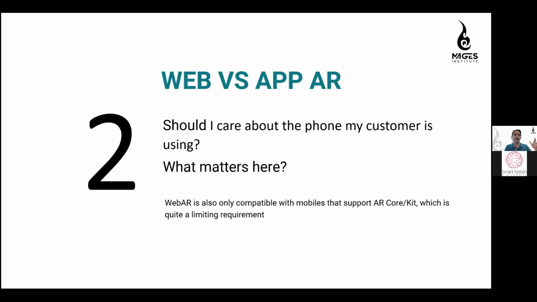Because you can't have a marker base. Assuming I want to buy furniture, you can't put a marker and say, place it now, scan the marker. It's not reasonable. So it has to be markerless AR. That means you have to let go of the 90% marker-based reach and say, I'm happy with at least 70% viewing in this space. They are able to make the decision faster. So keep in mind, should I care about the phone my customer is using? Yes, very important.